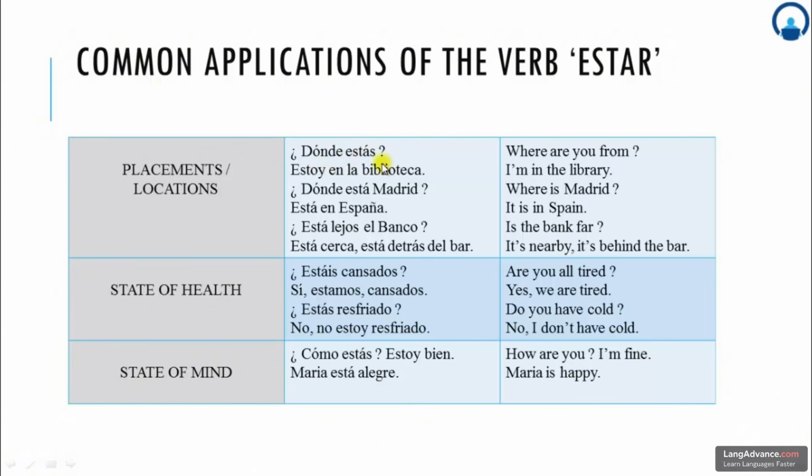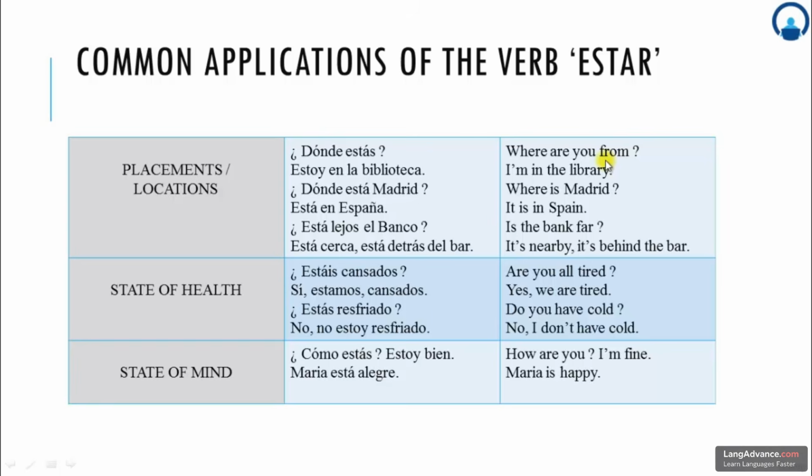¿Dónde estás? Where are you? If you compare this with the verb ser, we had asked a similar question which might sound the same in English, where are you from? But in Spanish it was ¿de dónde eres? That means where are you from? I was using the verb ser over there, eres. So it resembles a fixed state.